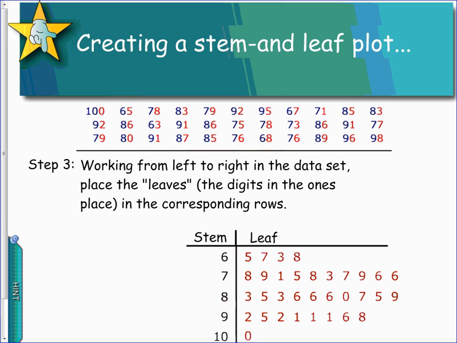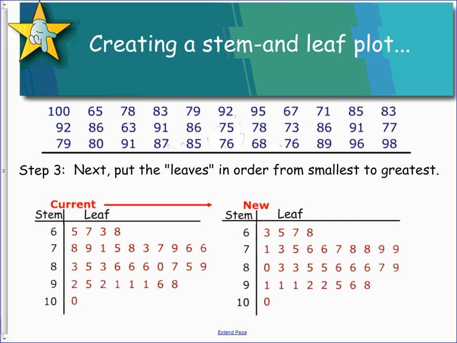The next step is, working from left to right in the data set, you're going to just put the leaves in place. So what you would do is you would start here. After this, you would put your 0. After this, you're going to put your 5. After this, you're going to put your 8. And as you work through, that's one way to make sure that all of your data is accounted for. So step 3 is putting your leaves in place. And, actually, that's step 2.